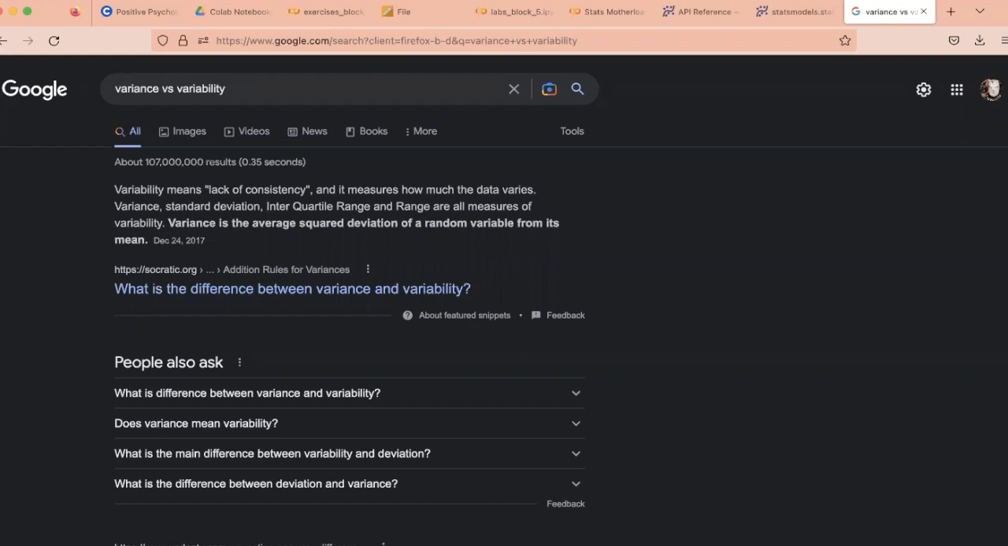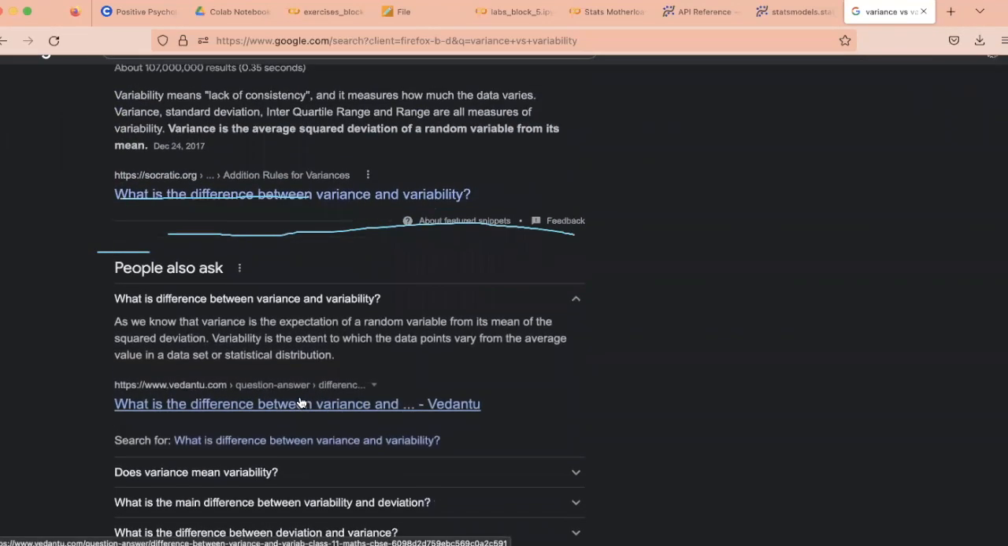So the first thing I want to start looking at in this ANOVA chapter is the difference between the variance and the variability. By Google's definition, variability means the lack of consistency, while variance is the average square deviation from a random variable mean. So what this is essentially telling you, and checking out another one, the variance is the expectation of a random variable, while the variability is the extent of how much a distribution may vary from its average.